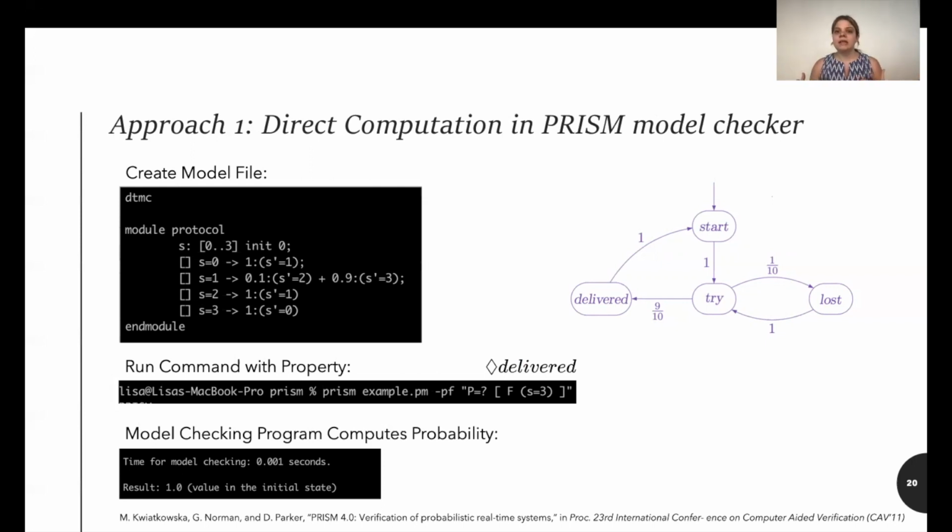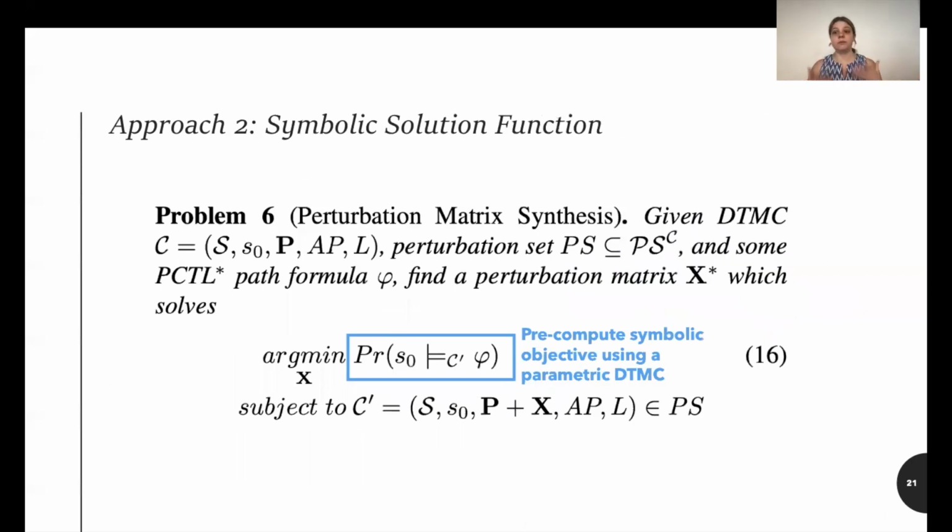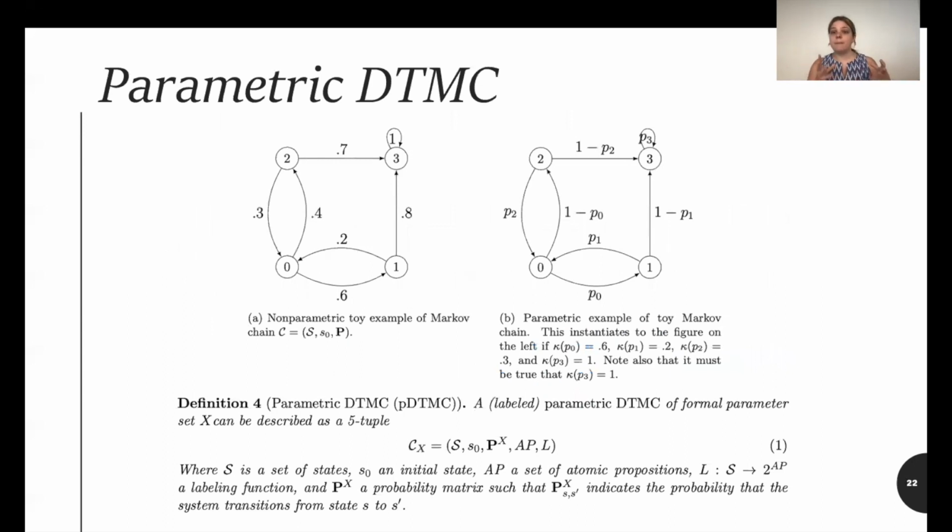So we tried to think of a way that we could avoid doing all of this computation at every step of the optimization. And there actually turns out to be a way for some properties to pre-compute a symbolic representation of this objective function with a parameterized Markov chain that we can then instantiate with different values to get the perturbed versions of the Markov chain. So here we have a parametric discrete time Markov chain where we take the original Markov chain and we replace its entries with parameters. And then we get this C sub X, where X is the set of parameters in the system. And then we have this probability transition matrix, P sub X, that is symbolically defined.